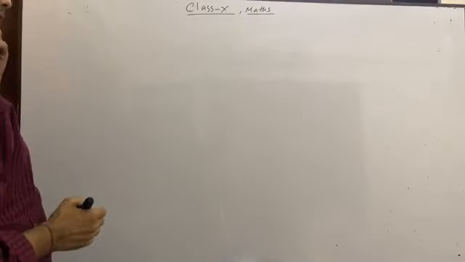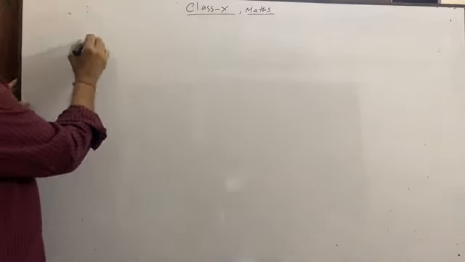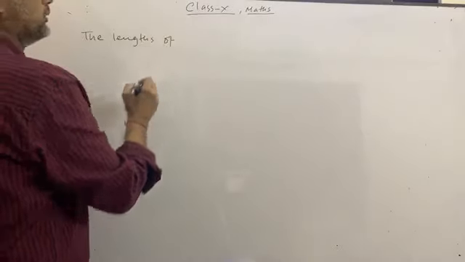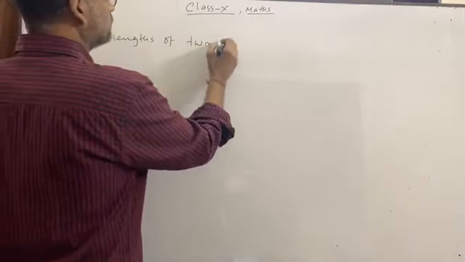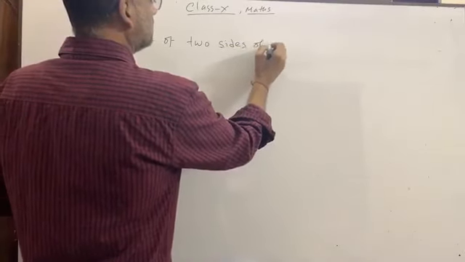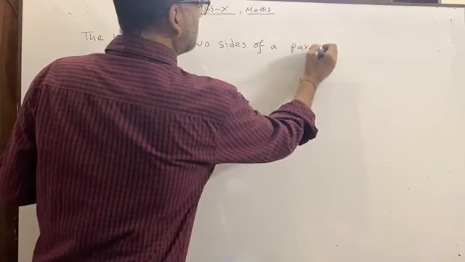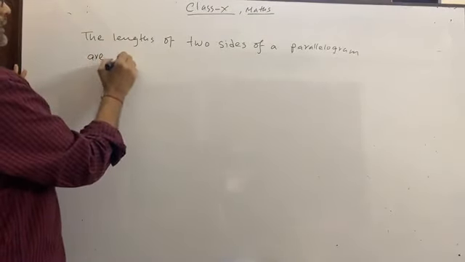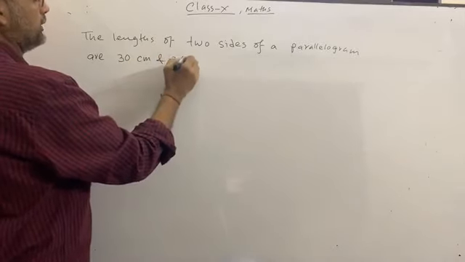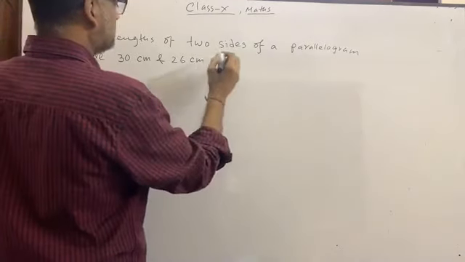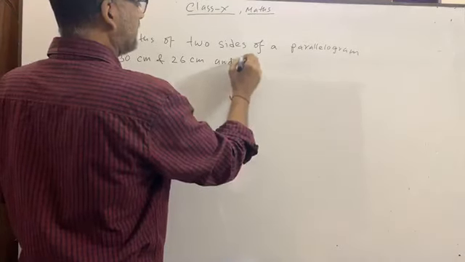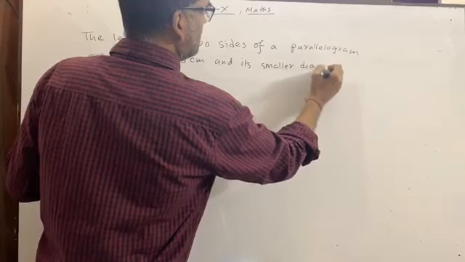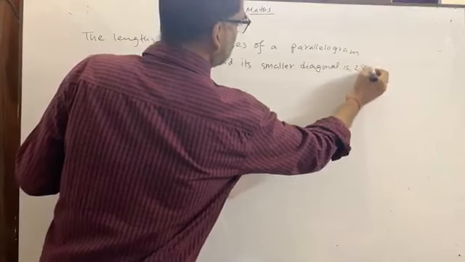Okay. At first we copy a map, write down the lengths of two sides of a parallelogram are 30 centimeter and 26 centimeters, and its smaller diagonal is 28 centimeters.